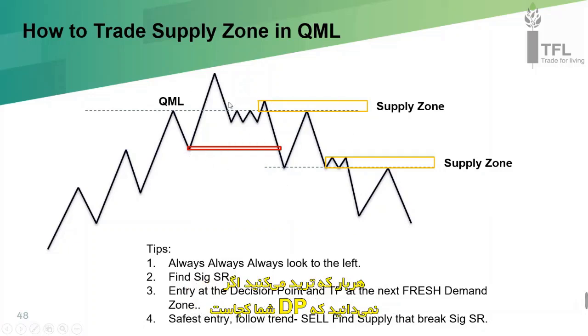So every time when you trade, if you do not know where your decision point is, you don't know where your MPL, maximum pain level, or whatever it is, always find something that is drop-base-drop, right? Or rally-base-rally that suddenly breaks a very, how should I say, very obvious significant support and resistance where the price tested many times. So in future, that is your entry point, right? So this is how we trade the supply zone in the QML.